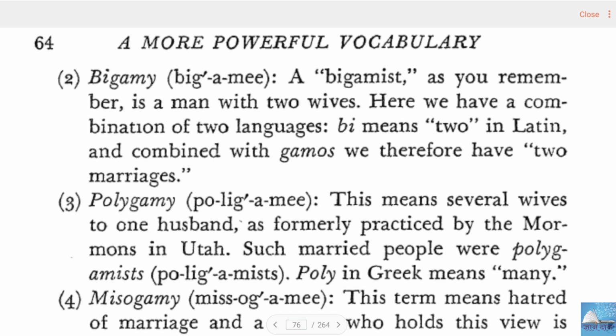Bigamy. A bigamist, as you remember, is a man with two wives. Here we have a common combination of two languages. Bi means two in Latin, and combined with gamos, we therefore have two marriages.